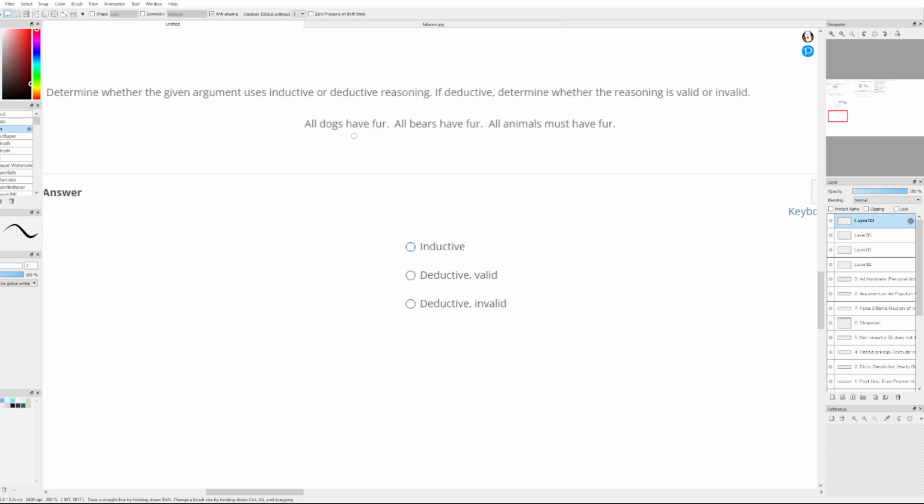To me, this seems like an inductive reasoning example because we are taking two specific examples and we're going to general. So we wouldn't need to worry about if it's deductive valid or invalid. We're just thinking it's inductive because it's going from specific to general. Hopefully that covered it for the most part.